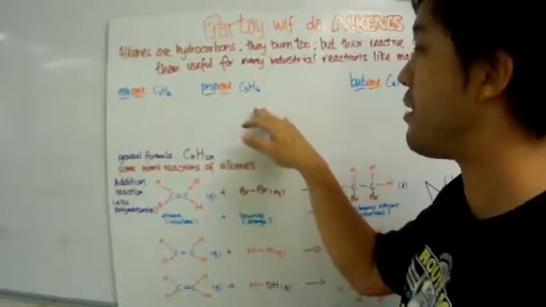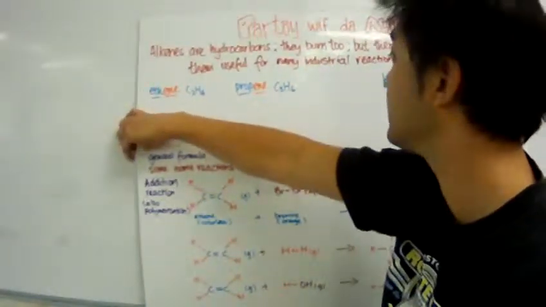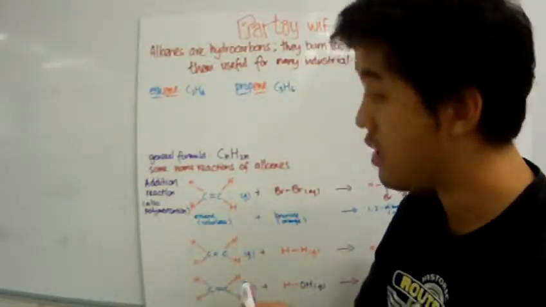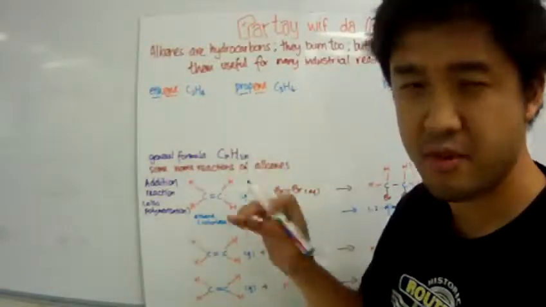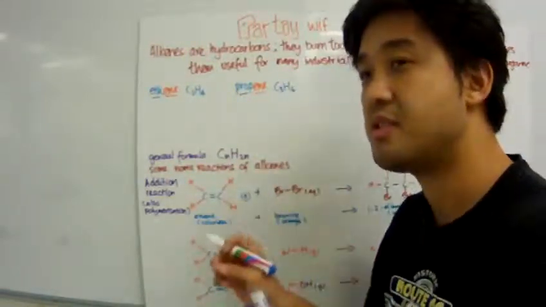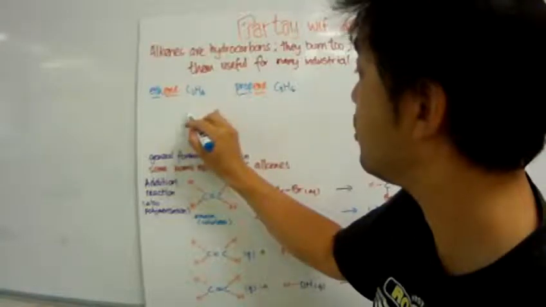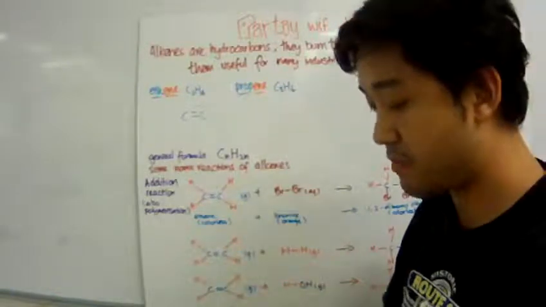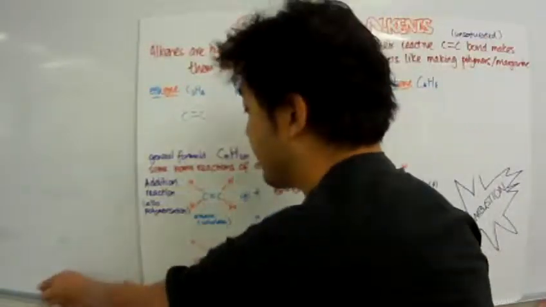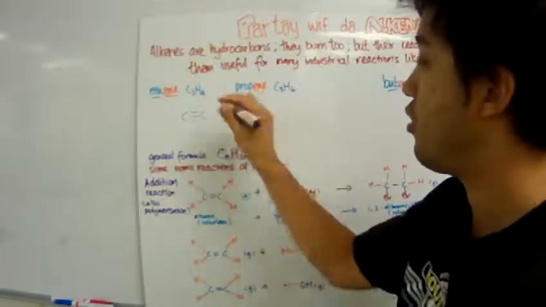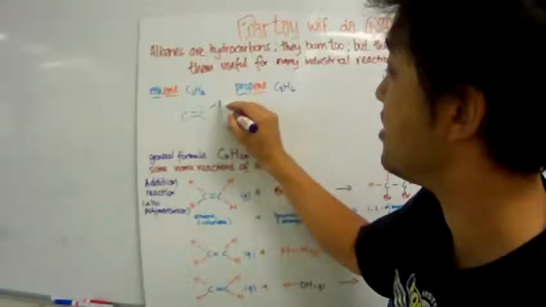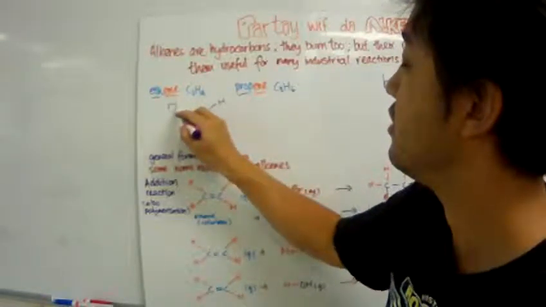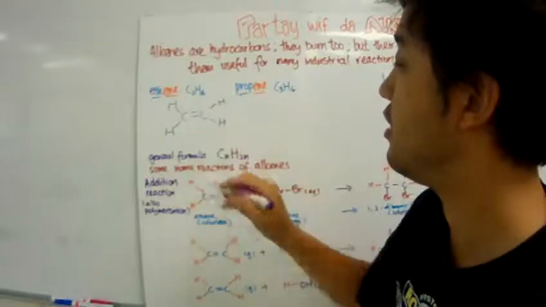Alright, so let's talk about the structure of some alkenes. And we're going to start with ethene. Remember, eth means two, so you have to have a double bond between the two carbons. And it's going to merge with four hydrogens. And we're going to draw the hydrogens like so. Alright?